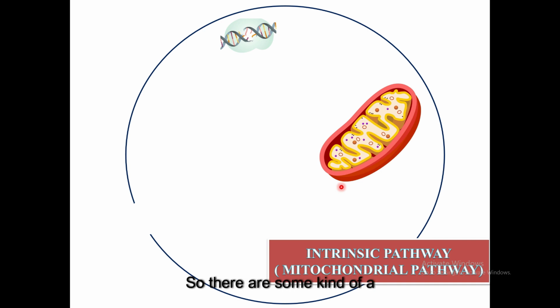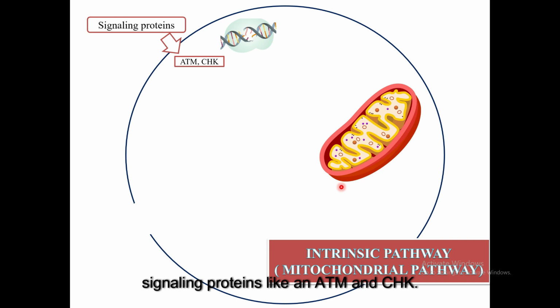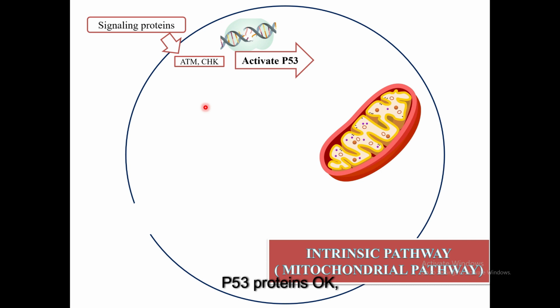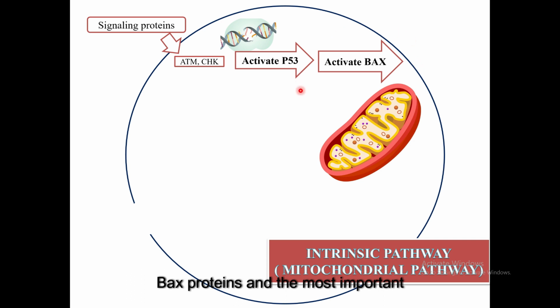There are some signaling proteins like ATM and CHK. These are sensor proteins, or we can say signaling proteins. They will sense that the DNA has been damaged. Once ATM and CHK are activated, they will activate P53 proteins. When these P53 proteins are activated, they are very dangerous. This activated P53 protein will activate the BAX proteins, and the most important feature of BAX protein is that they will target the mitochondria. They will start to create pores inside the mitochondria.